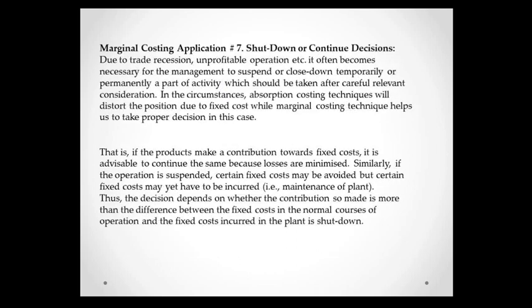Next is marginal costing application, shutdown or continue decisions. Due to trade recession or unprofitable operation, it often becomes necessary for the management to suspend or close down temporarily or permanently. Here, if we are not considering the fixed cost, the marginal costing technique helps us to take a proper decision. In this case also, if we are avoiding fixed cost and it earns some profit, the particular plant need not be shut down. It can be continued.